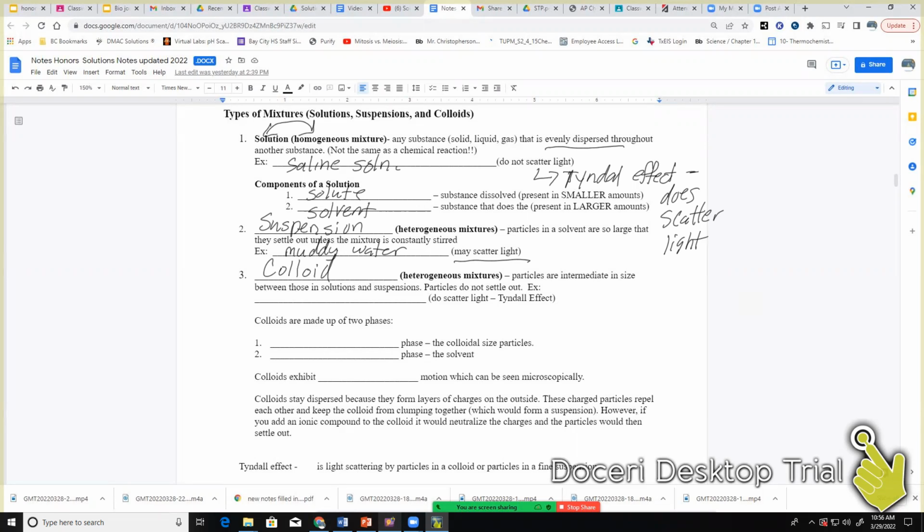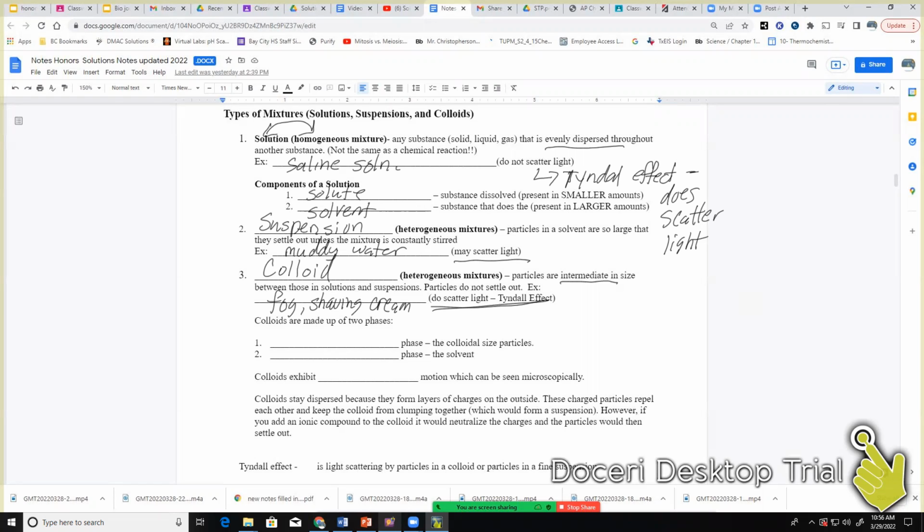So my colloid, the particle size is intermediate. So smallest in my solution, largest in my suspension, and the colloid forms in between. So the particles do not settle out. An example of that would be fog or shaving cream. Probably don't see those as much. They always have the Tyndall effect because the particles are always kind of floating around in the solvent.